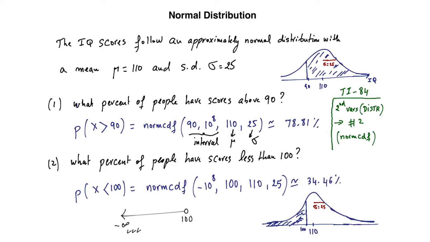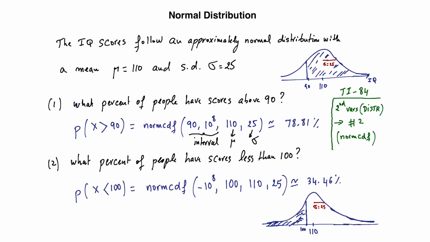What it means, of course, is if somebody has an IQ score of 100, that person is in the 34.46 percentile. Isn't that true? In other words, this person is smarter than about 34.46% of the people out there and less intelligent than the remaining, which is 55.54 or something percent, okay? So that's what that does.